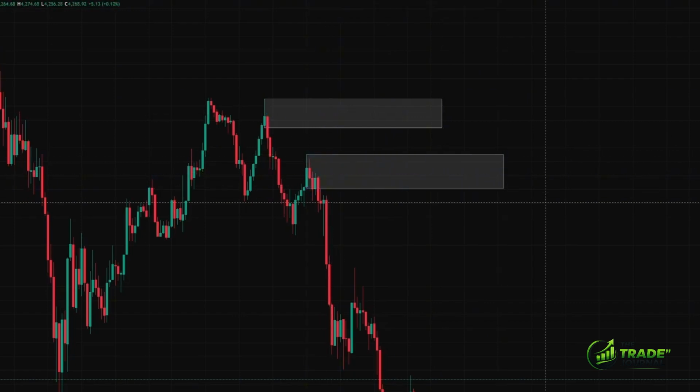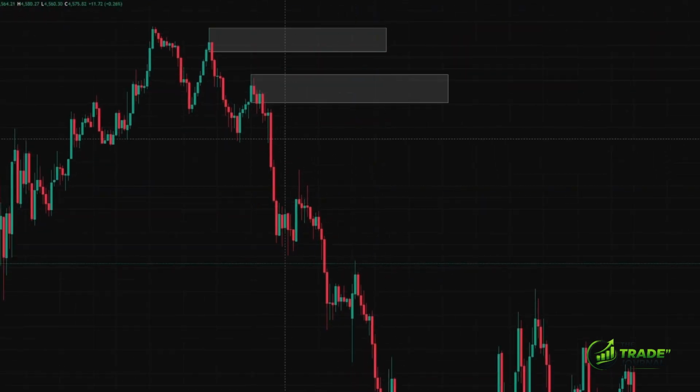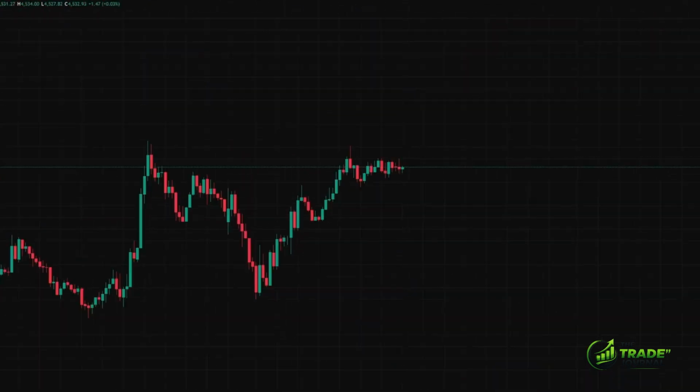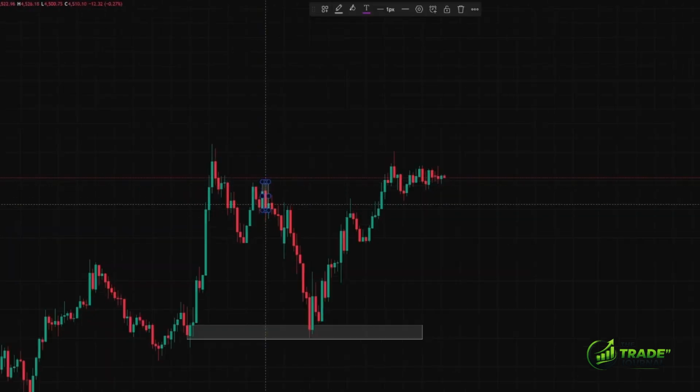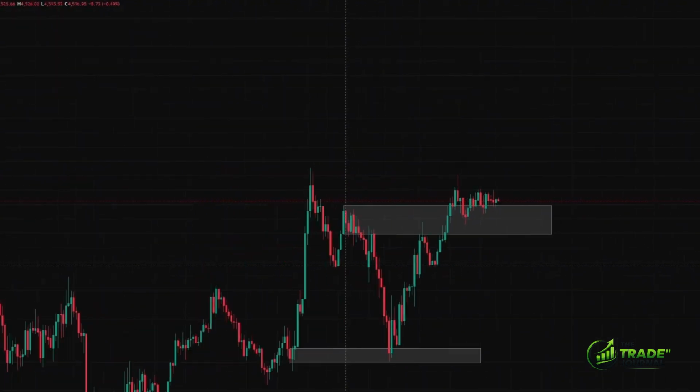However, please note that order blocks do not work 100% of the time, especially if you try to trade against the dominant market trend. Look at this example right here. This is technically a bearish order block, but the market completely ignored it and broke right through. Why? Because the market was in a strong uptrend. If you try to sell at a bearish order block during an aggressive uptrend, it usually won't work out well for you.